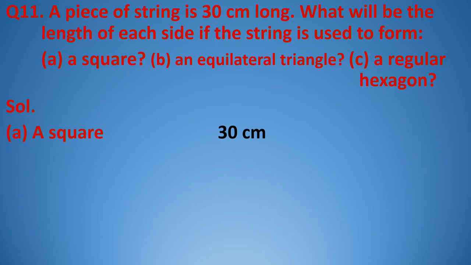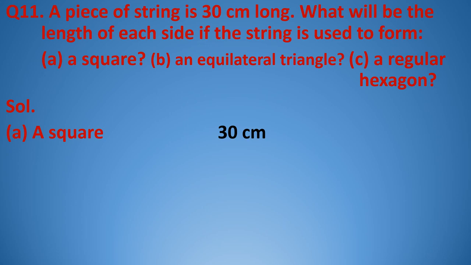See the next question. This is question number 11 of your exercise 10.1. A piece of string is 30 centimeter long. String means any wire. A piece of string is 30 centimeter long. What will be the length of each side if the string is used to form a square, an equilateral triangle, a regular hexagon? Let me explain you the question first.